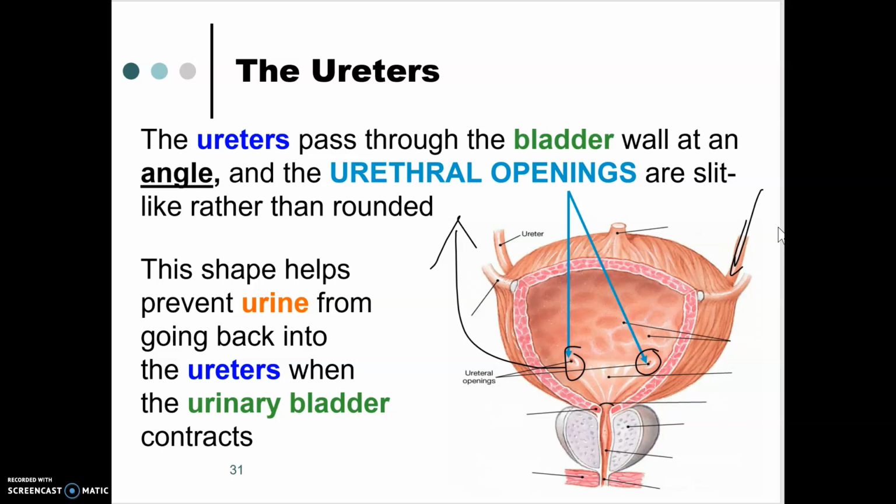So if we look at the bladder just real quickly right now, you can see that the bladder wall is quite thick with muscle. The bladder is quite a thick muscle, and when it squeezes in order for us to urinate, it will add pressure. So it's possible that could happen, but the way the openings to the ureters are structured prevents that backflush of urine from heading from the bladder back into the kidneys.